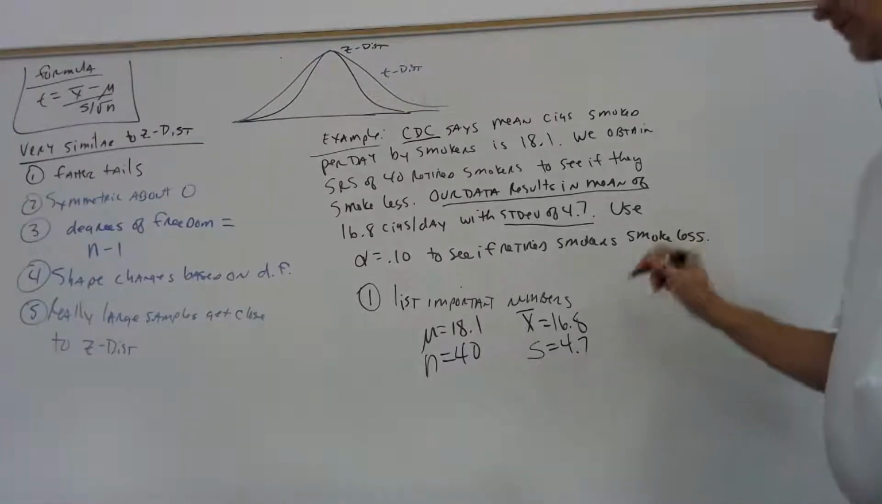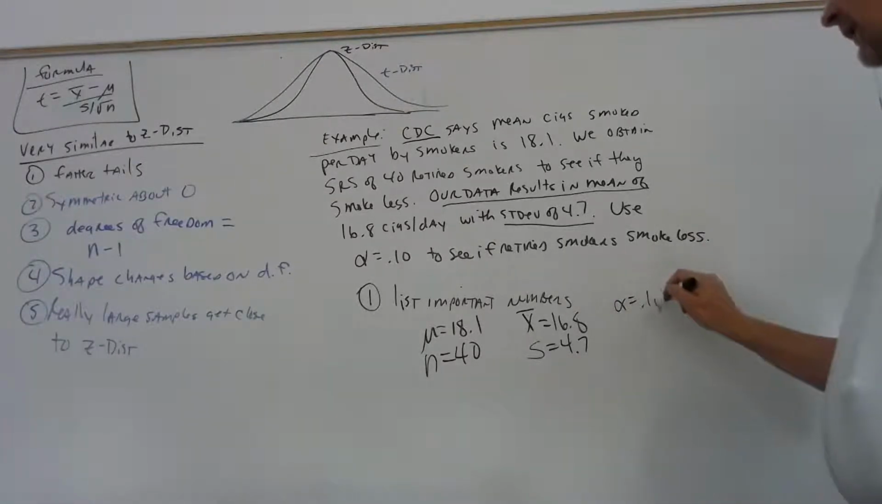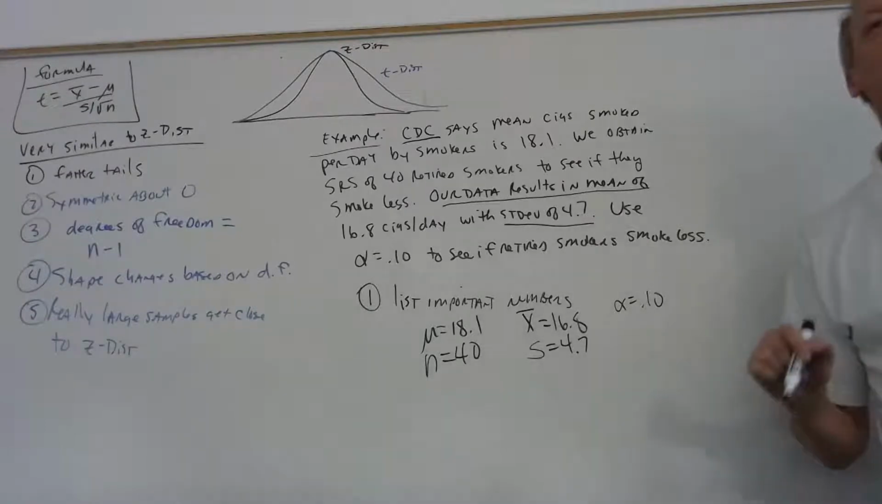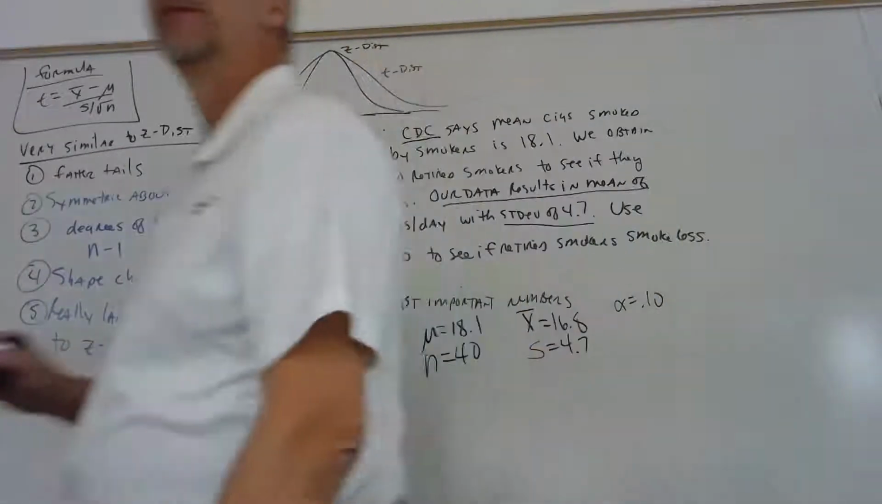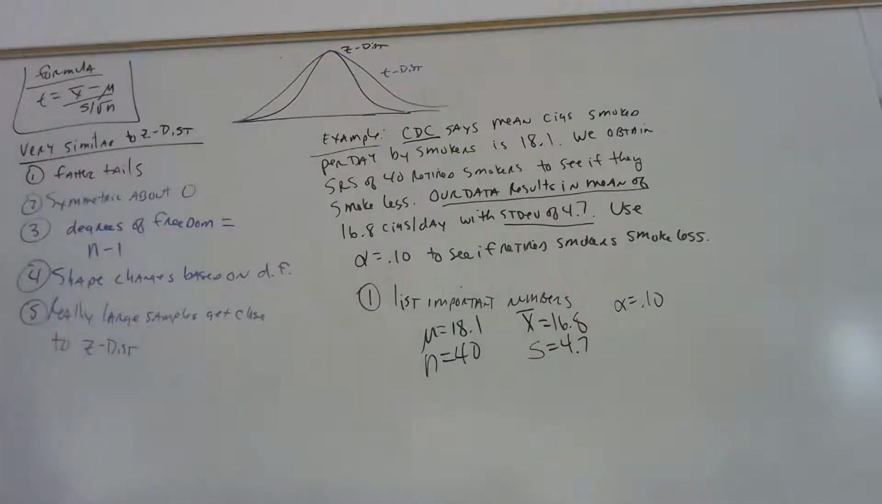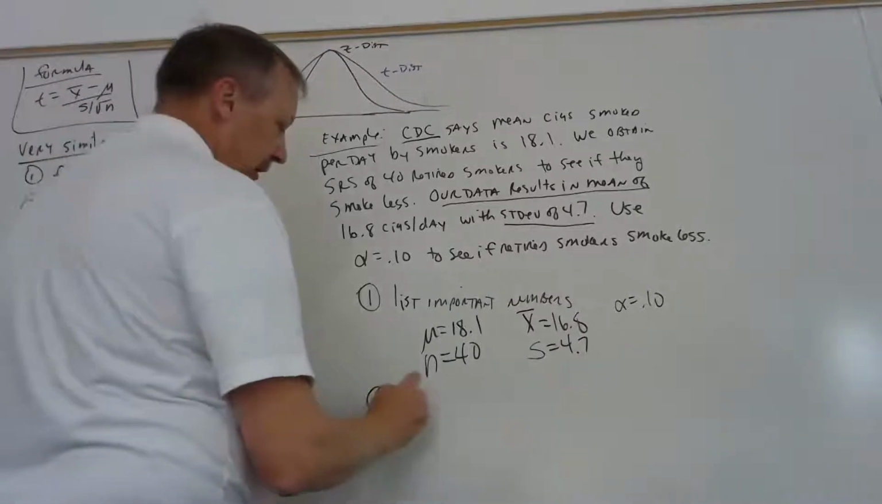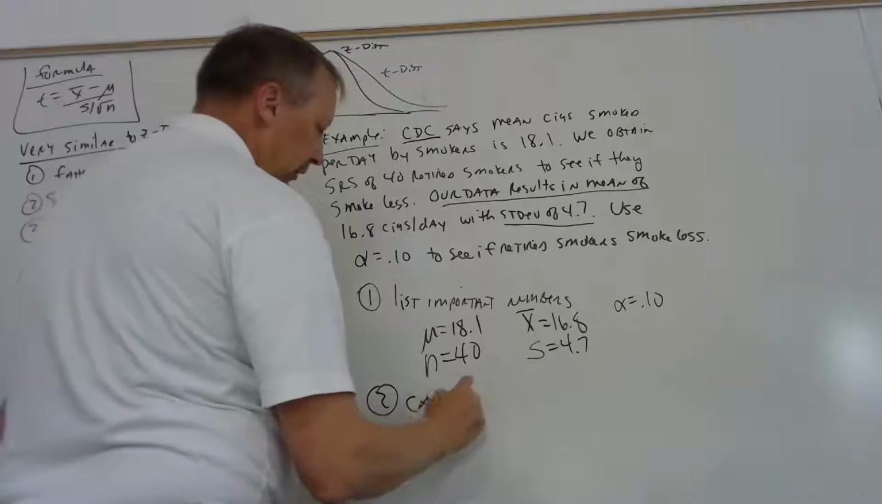Use alpha equal 0.10. It's our first non-0.05, right? Okay, that was pretty easy, to see if retired smokers smoke less. What is step number 2? Drew? Figure out if it's categorical or quantitative.